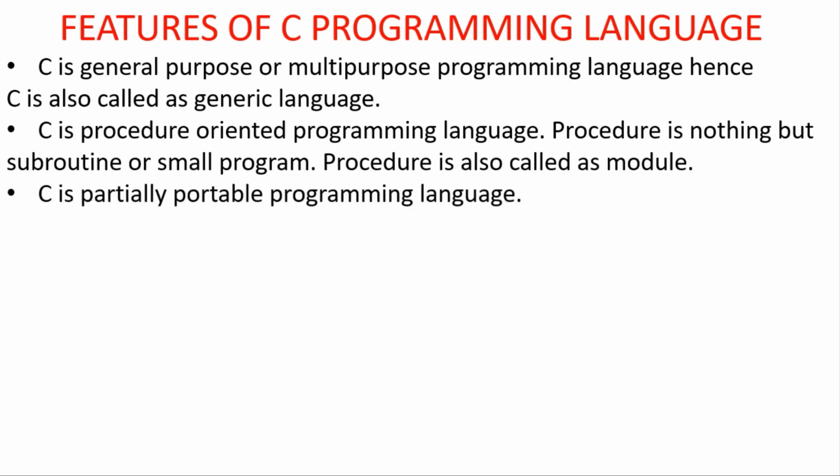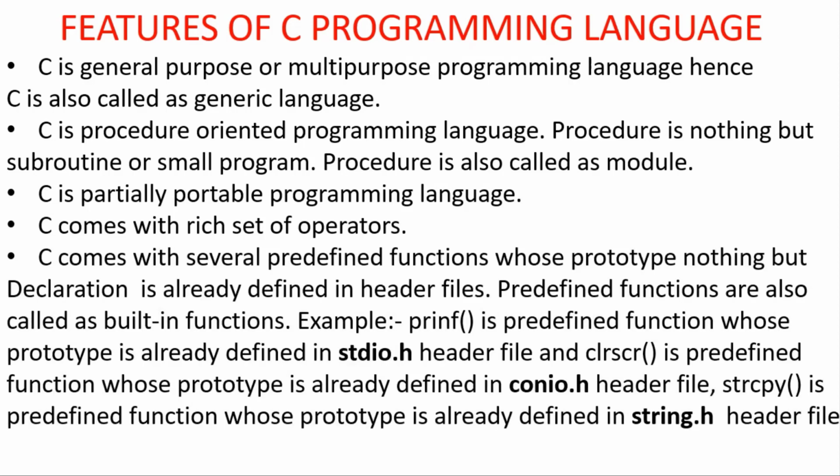Now, C is partially portable programming language. Why C is partially portable programming language? In session 6, we have learned that C is machine independent, but C is platform dependent. Hence, C is not fully portable programming language. Now, C comes with rich set of operators.